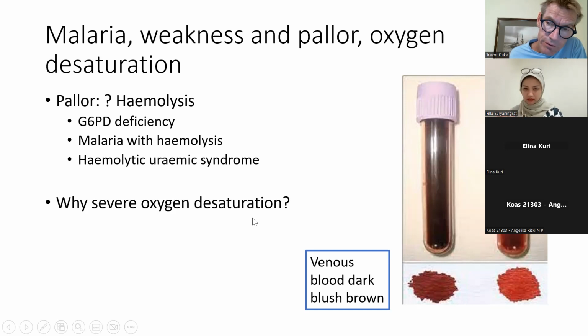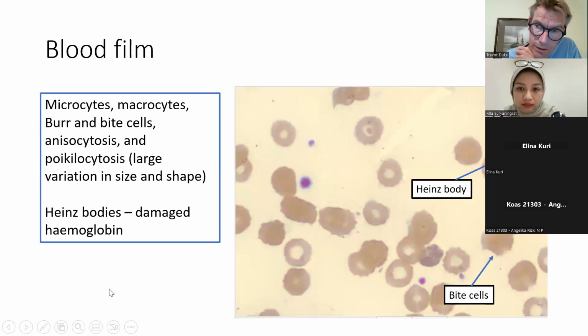The question is, why would he have such severe oxygen desaturation? With malaria and hemolysis, you don't usually get such severe oxygen desaturation, and with hemolytic uremic syndrome, you don't. But with G6PD, you do get severe oxygen desaturation. And does anyone know the reason for that? People are trying to give an answer, but it's really hard to hear. I'm sorry, but we'll keep going.